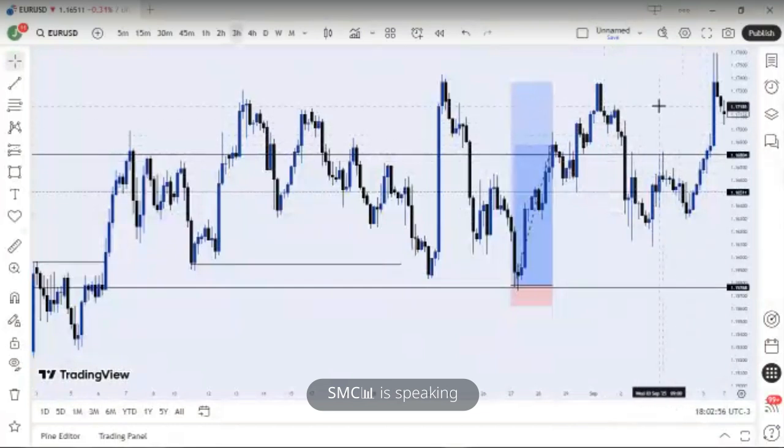Now, one thing you need to know about SMC is, once you understand it and once you know how to pick the valid points of interest, that's the valid order blocks or breaker blocks to trade, it boosts your confidence, it boosts your accounts, and it gives you more profits and less losses. I'm not saying you will not make loss. Losses are inevitable, you can't avoid them.